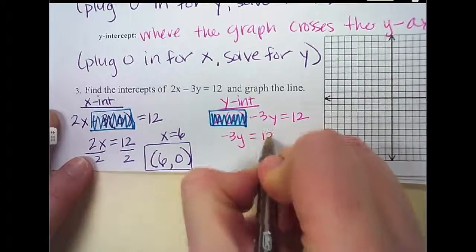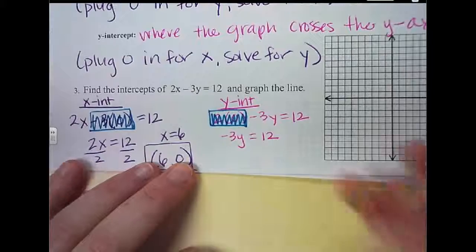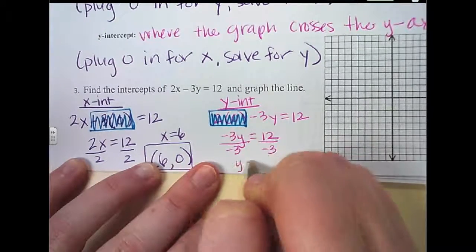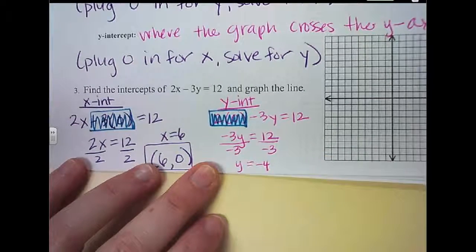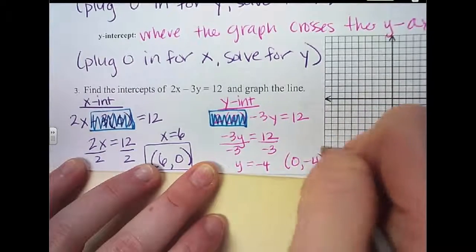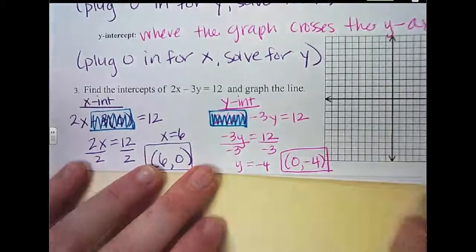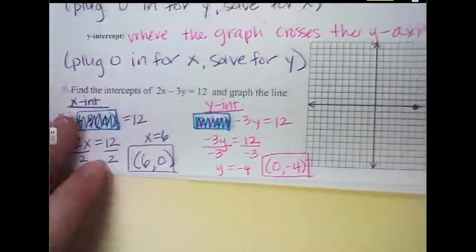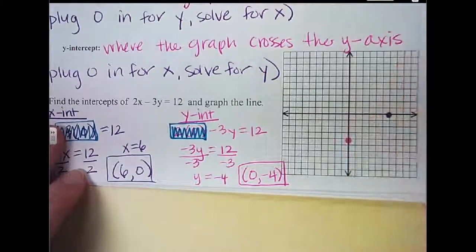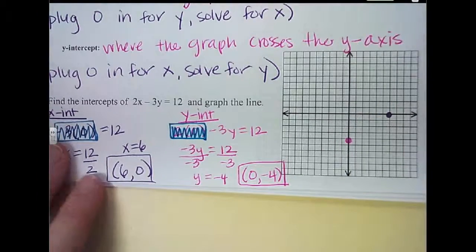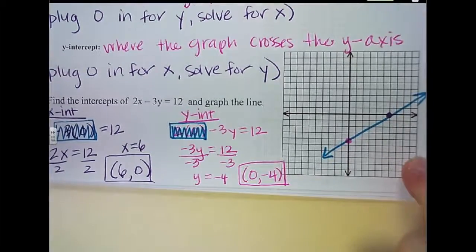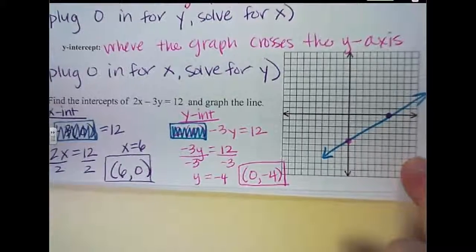Negative 3y equals 12. Divide by negative 3. So y equals negative 4. And we write that as a coordinate point, (0, -4). I want to see your answers written as coordinate points. So I graph that: 1, 2, 3, 4. And draw the line. On that one, you only have to have the 2 coordinate points listed.